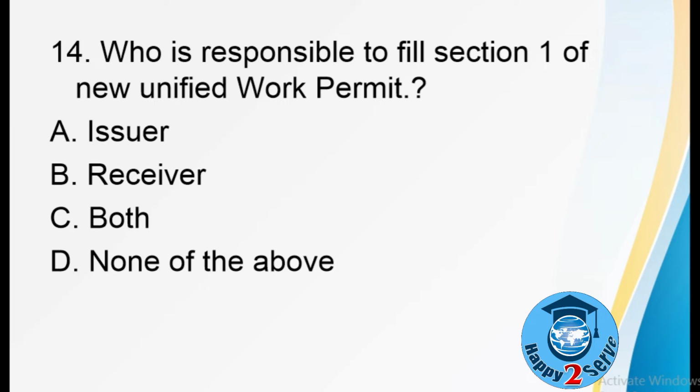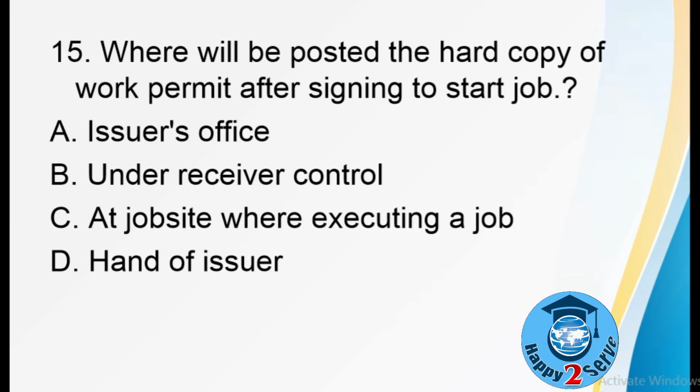14. Who is responsible to fill Section 1 of the new Unified Work Permit? A. Issuer. B. Receiver. C. Both. D. None of the above. Answer: B. Receiver.